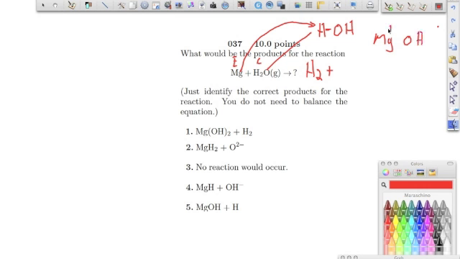Magnesium is going to be plus 2, hydroxide's minus 1. Remember, our polyatomics are on our formula chart. We crisscross these and we get Mg(OH)2, which we look and we see that it really doesn't matter what comes first, whether it's Mg(OH)2 and then the hydrogen, but we know that we see it right here. So number 1 would be our correct answer.